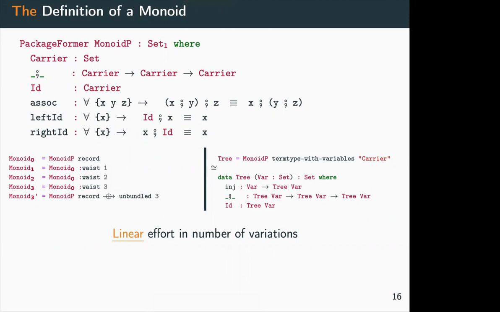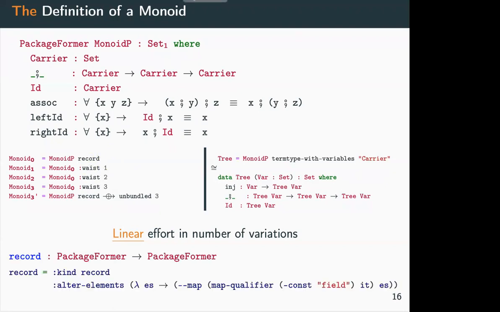So we had to multiply it. But now we just write out the declarations once, and every time we want a variation, we just request it. We request it, and we just keep requesting. So it's linear, right? Now, some people might ask, what is this record? What is this waste, right? So this record is a user-defined package transformer, and it's defined as an example in the tool's manual, right?